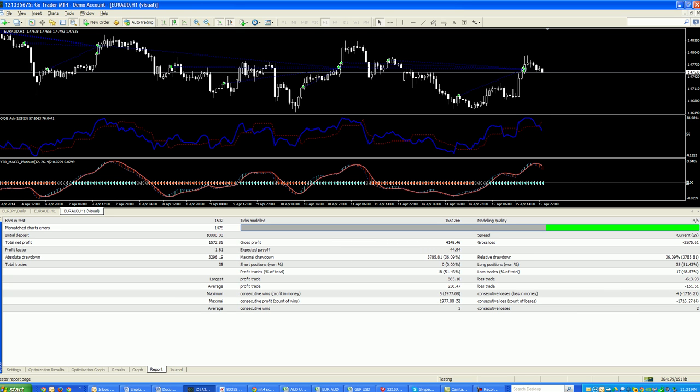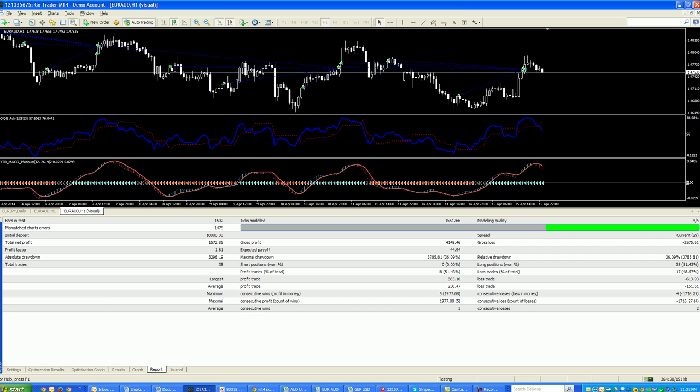Still managed to profit 1,572, profit factor 1.61, drawdown was a lot bigger, 3,296 and 36%. Again, short 0% because no short trades were taken. Long trades, 51.43%. Average winner 230, average loser 151. So it worked both ways.